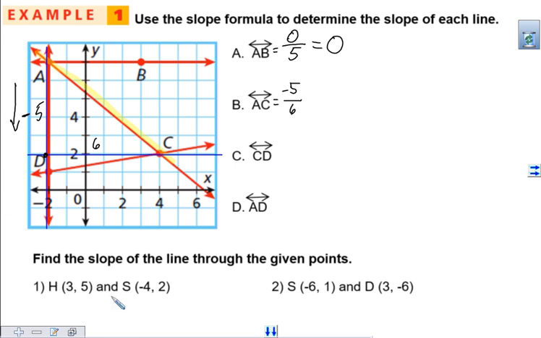So we're going to do the same thing for CD. And we already have CD marked if you did your last one. So we're going from D up 1 and right 6. So that's a positive 1 over a positive 6. So our slope is 1/6 for CD.